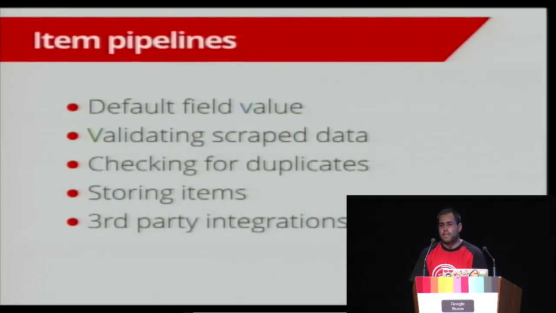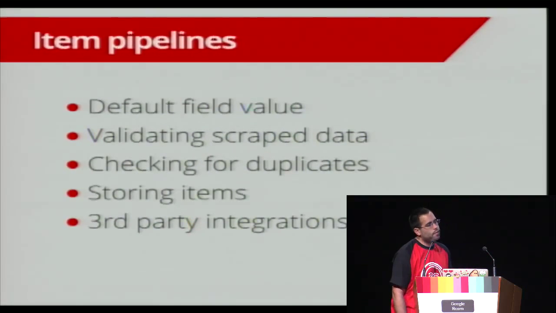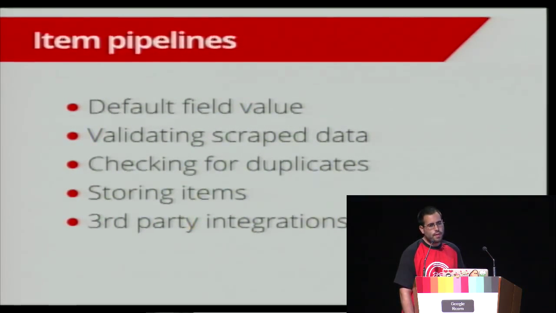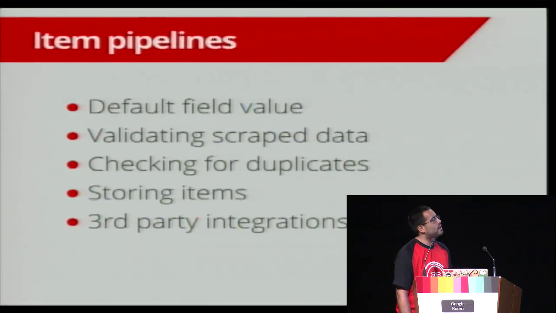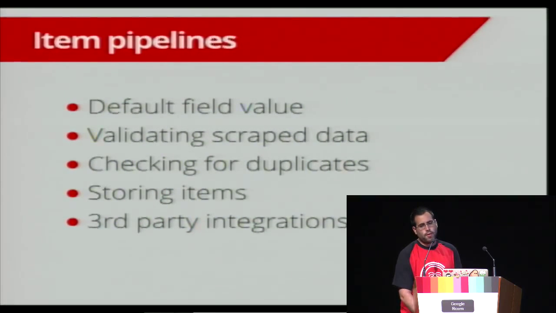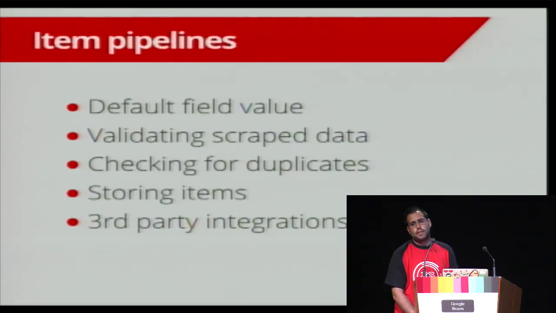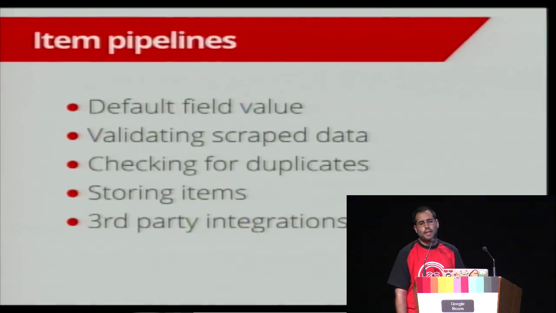So what kind of things can we do in an item pipeline? One, we can set some default values for fields. Imagine that we have some fields on an item and we want to set a default value. It's also quite useful for validating scraped data, so we can say which items are not valid. It's also quite useful for checking for duplicates. So imagine that some website is really broken and pagination doesn't work okay, and you are getting the same page again and again, while you are not getting the same item in this case.